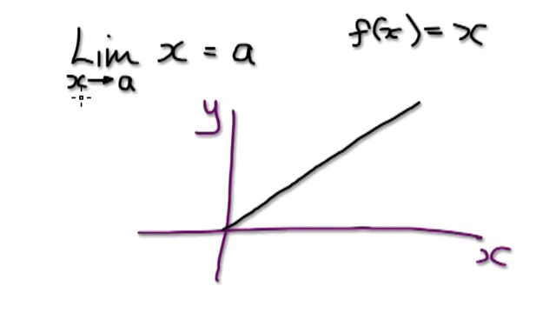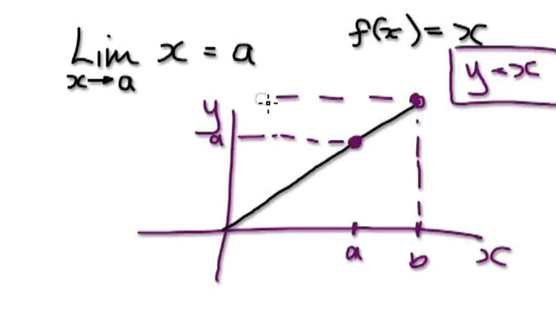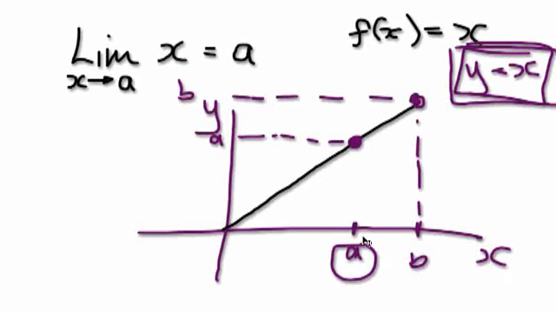Now, you want to find out the limit as x approaches a. Let's just say a is here. Because you've got a function f of x equals x, that's just like saying the graph of y equals x. If this is a, then this is also a. That's because a straight diagonal line graph will give you this. Suppose b is here, then this will also be b. That's just because we've got a diagonal straight line. If this is a, then this is also a. If this is b, then this is also b.